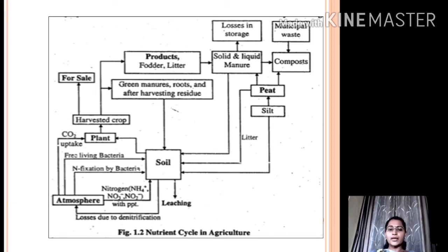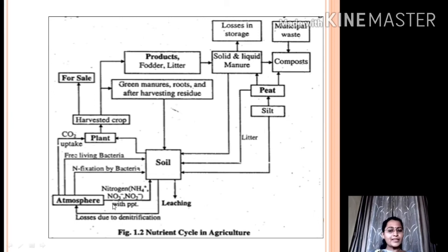We know that for agriculture, soil is the base, and this soil takes nitrogen containing compounds from the atmosphere along with nitrogen fixation by bacteria as well as free living bacteria. From the soil, losses due to denitrification take that nitrogen compound to the atmosphere. Now the plant also takes carbon dioxide from the atmosphere.